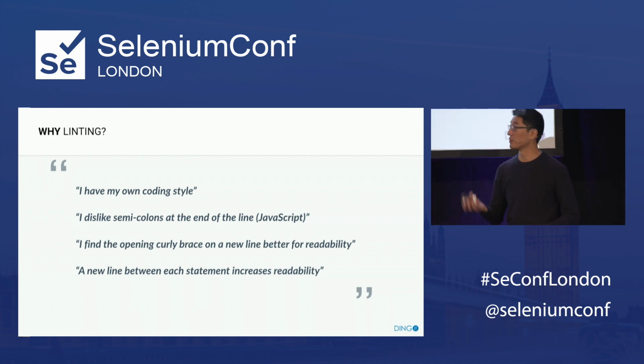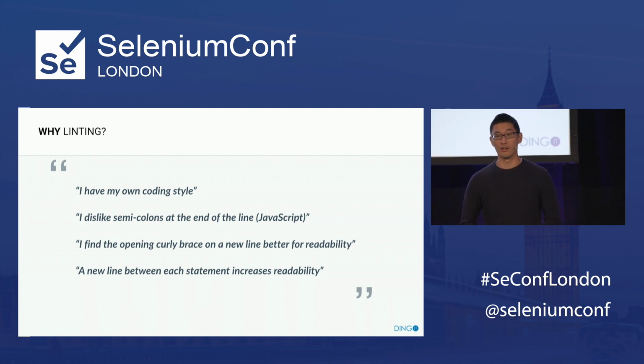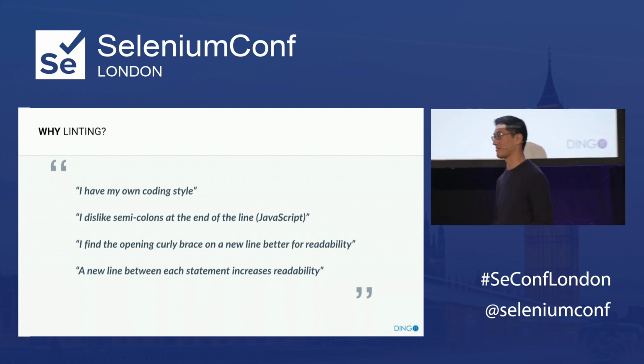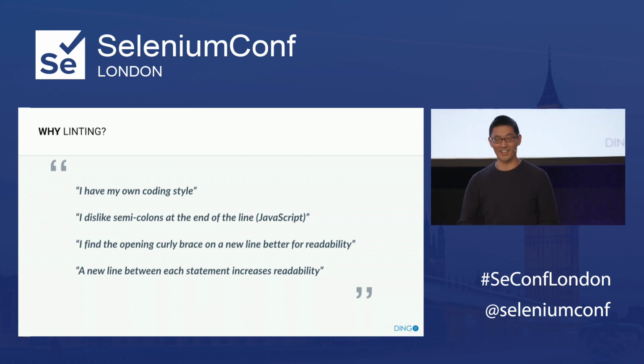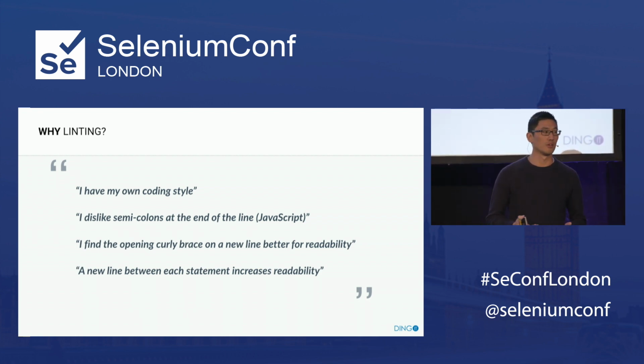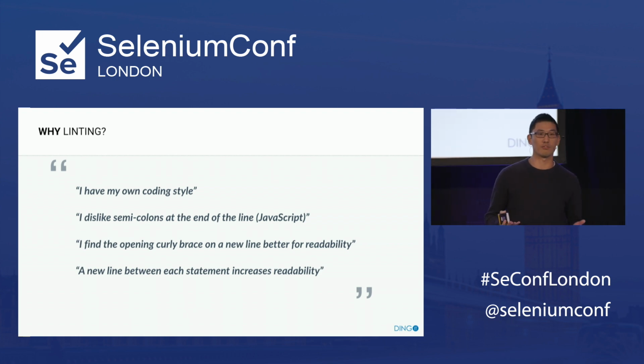So you have people saying, I have my own coding style, or in the JavaScript world, I dislike semicolons at the end of the line. It's not right or wrong, it's opinionated. I see on Twitter huge threads about whether the opening curly brace should be on the new line or not, and people can talk long about it. Again, not right or wrong, it's opinionated. And when you share code in a large organization, well, it doesn't even have to be a large organization, if you collaborate together, you have to agree on some kind of coding style.